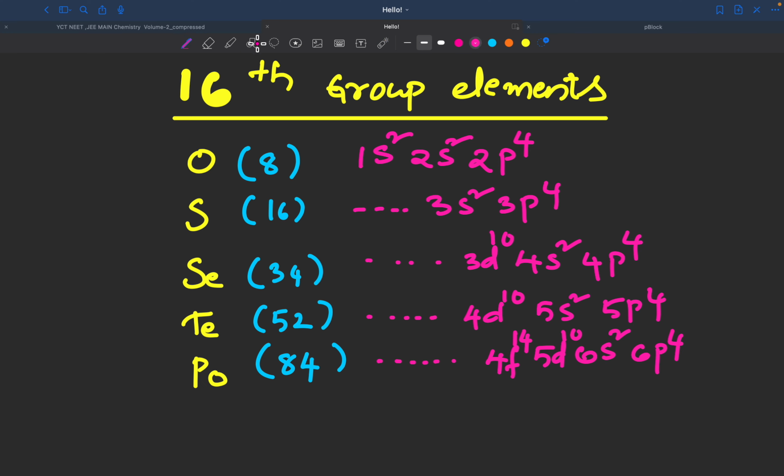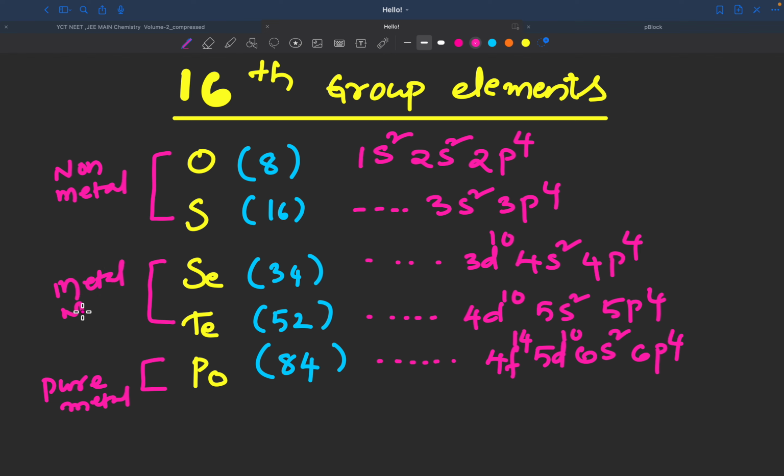Second point to be noticed here: oxygen and sulfur both are non-metals, whereas polonium is a pure metal. Selenium and tellurium both have the properties of metal as well as non-metal, so we call them metalloids. So this is the general overview of these 16th group elements.